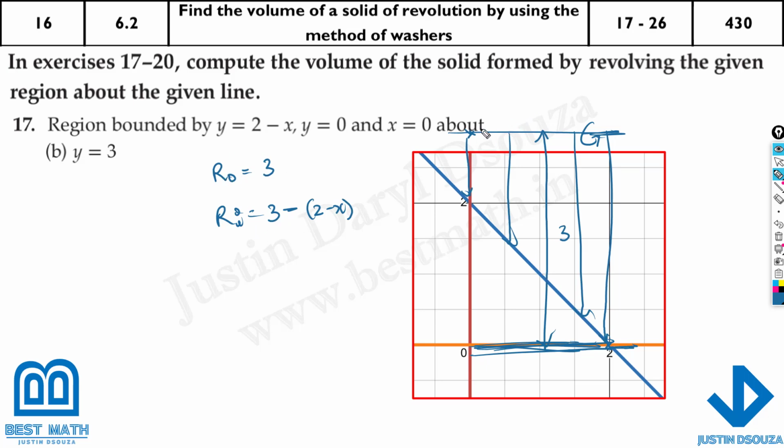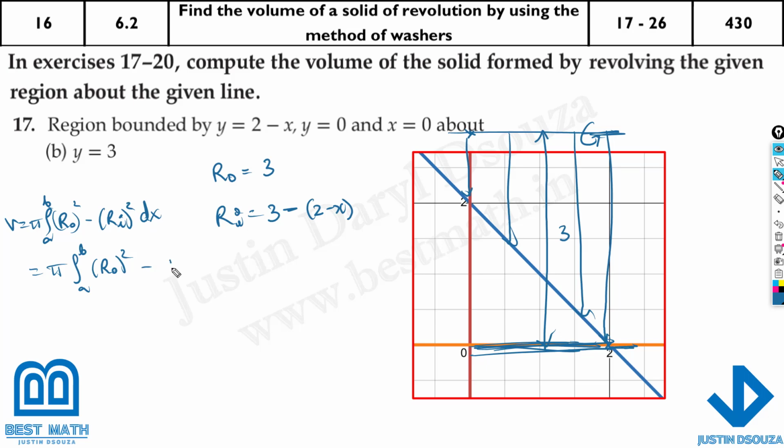Why? Because this is the method of washers. Now you generally get such problems. What is the formula for the method of washers? Volume is given as pi integral from a to b of the outer radius squared minus the inner radius squared dx. Or some write it like this, pi integral a to b, just to show that it's a big formula.